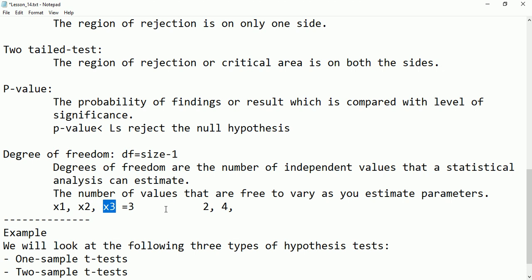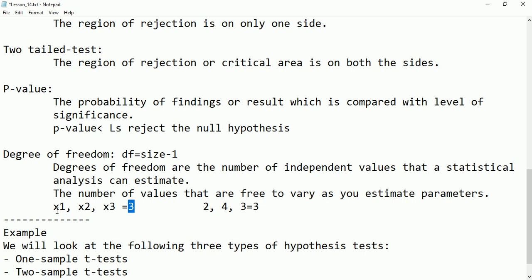x3 cannot have any number here, friends. So it can take only 3. Why? Because the average of these three numbers, so if we add them, 3 plus 4 becomes 7, 7 plus 2 becomes 9, 9 divided by 3 gives us the value 3, because we said the mean is 3.